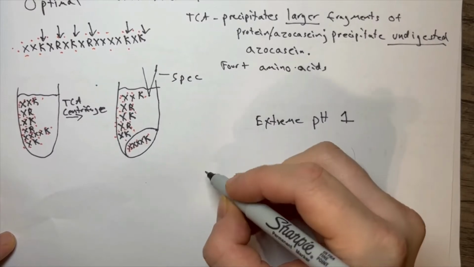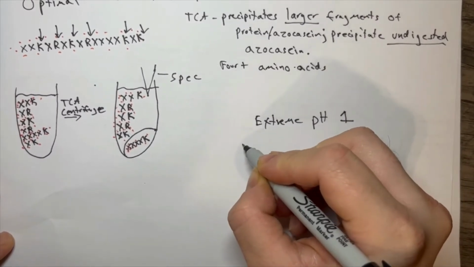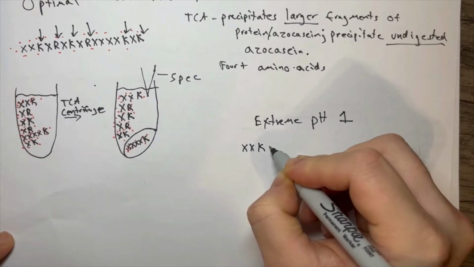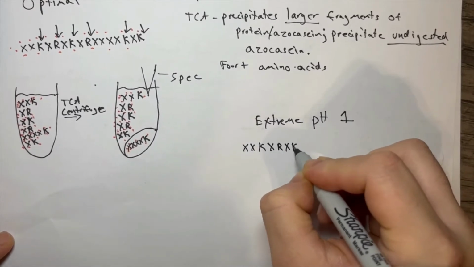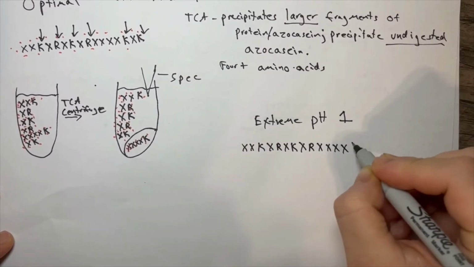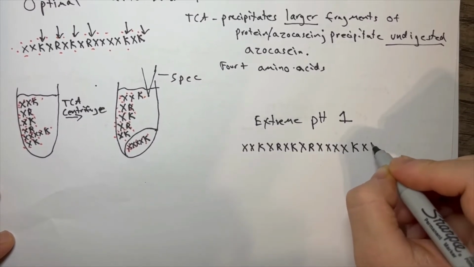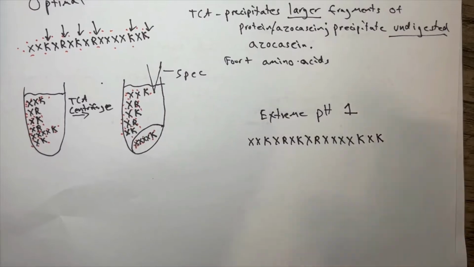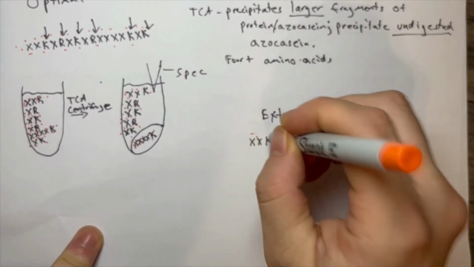We do the same thing, so we have the same azocasein, XXK, XR, XK, XR, 1, 2, 3, 4, KXK. Remember, it's got those sulfonylamide groups.